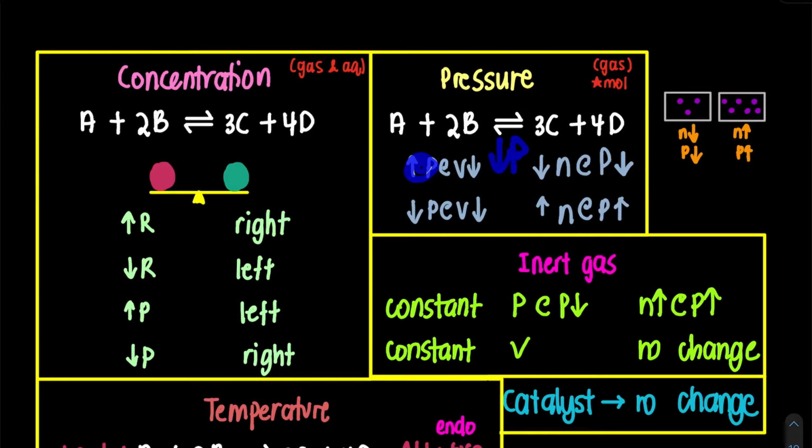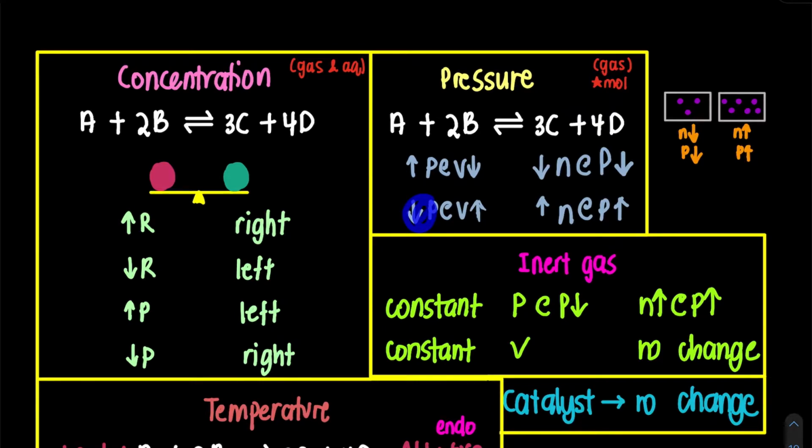So decrease the pressure, how does that work? It will look for the lower number of mole. Sometimes, in this case, the lower number of mole is on our left. But there are also equations where the lower number of mole is on the right. Look at where it is. So for pressure, determine which side has the lower number of mole and lower pressure.